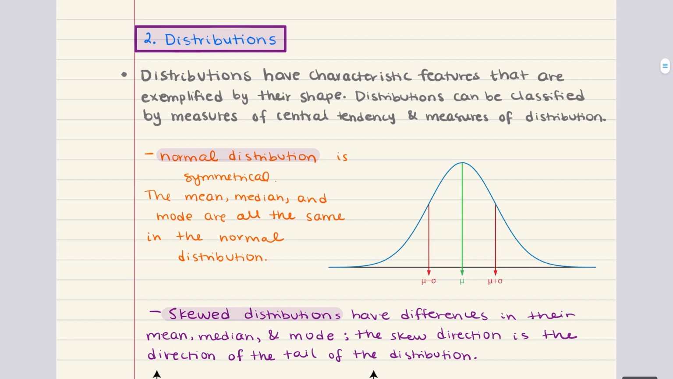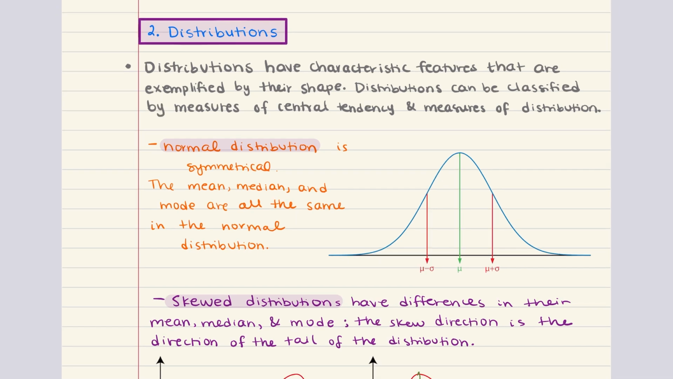objective titled distributions. A distribution describes how data points are spread out or arranged, and its shape can reveal important characteristics about the data set. Distributions can be classified based on measures of central tendency and measures of variability.